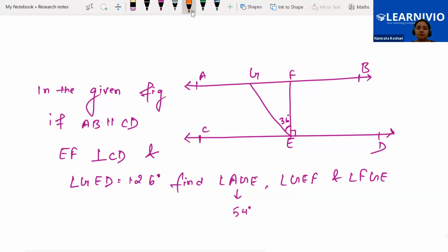Yes, ma'am, I'm trying. Have you got any angle from here? Ma'am, second one I got. Yeah, it is perfect. Yes, Sarah, it's correct. It will be 36. Let's check it. AB and CD are parallel.